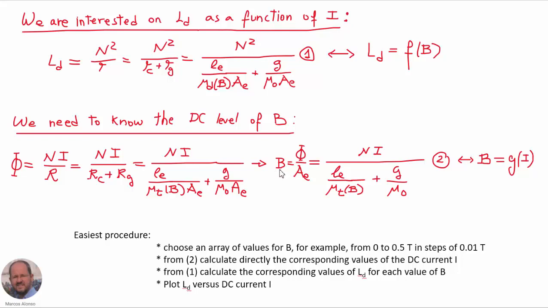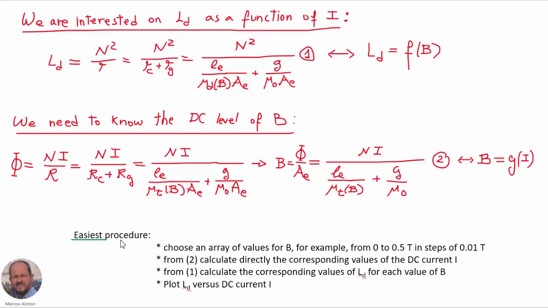Because the magnetic flux density is the flux divided by the area, we finally obtain this expression, in which we can obtain a relationship between the DC levels of the magnetic flux density B and the DC current through the inductor I. So by solving the system of equations 1 and 2, we can finally obtain the differential inductance as a function of the DC current through the inductor.